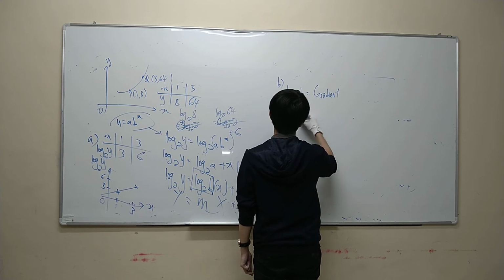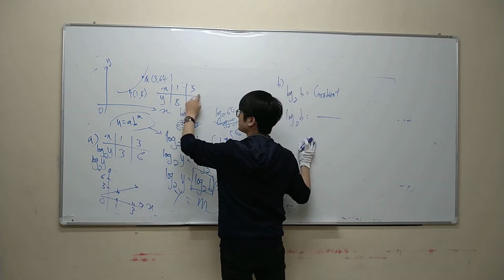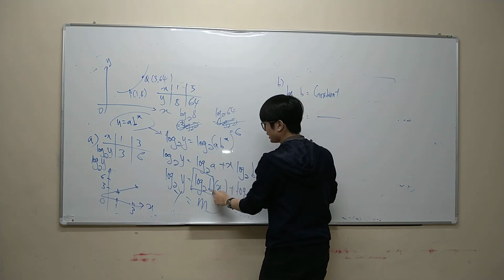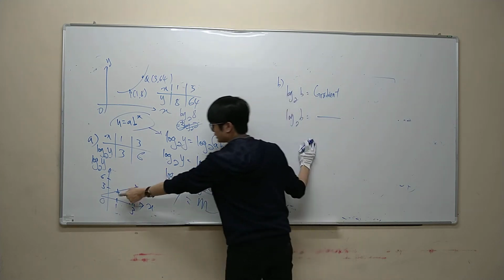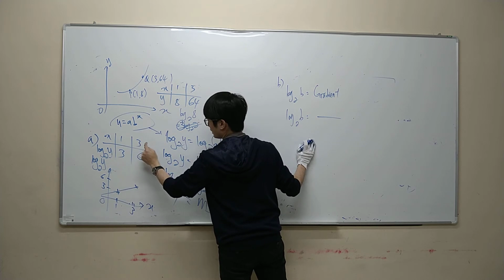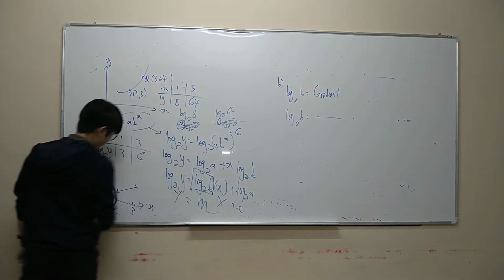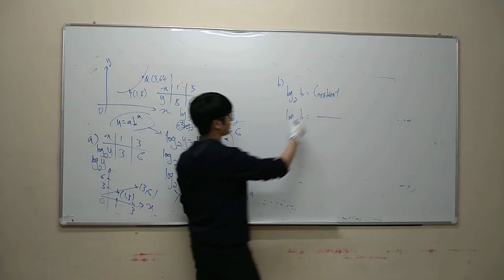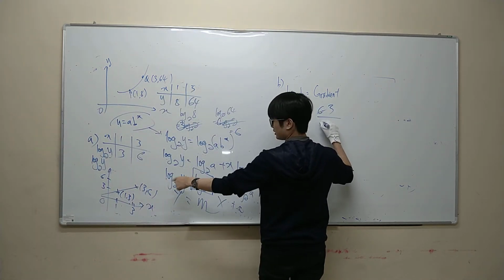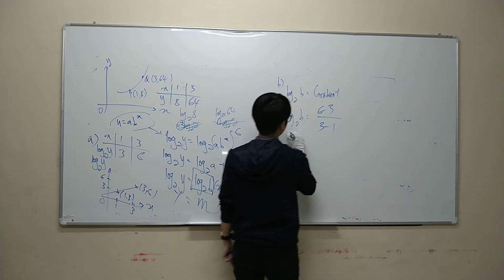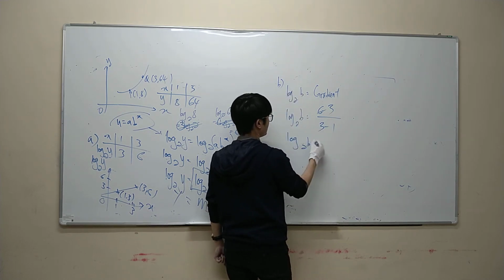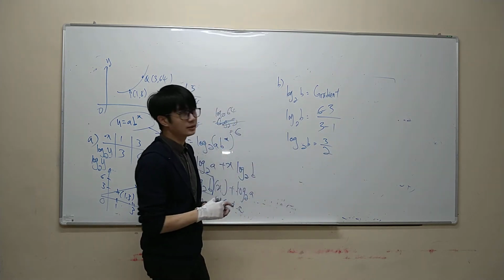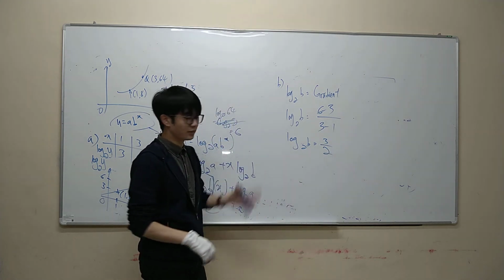Right? So what is the gradient? Don't go and update this and this minus. You have to update this one, because log B base 2 is the gradient of the straight line, which is this line. So here is 1, 3. Here is 3, 6. So it will be 6 minus 3 over 3 minus 1. So log B base 2 is 3 over 2. Is that the final answer? Yes, that is the final answer.